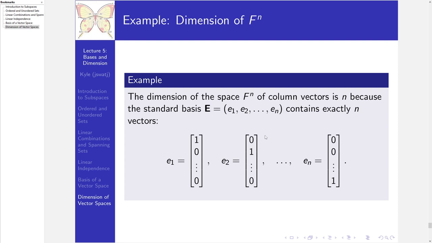So previously we talked about Fn, which is like the column vectors. And the dimension of this space would be n, because we have exactly n vectors in that space, which we can write like this. So this is standard. It's just a number. That's all that the dimension is.